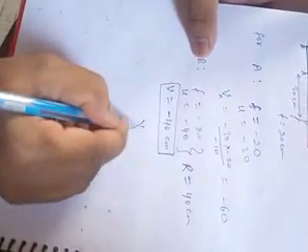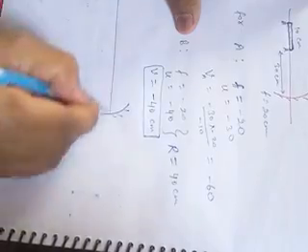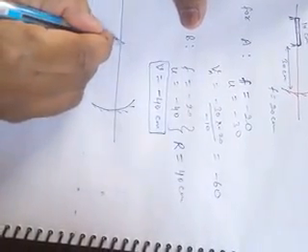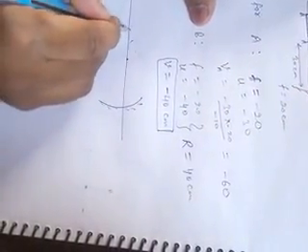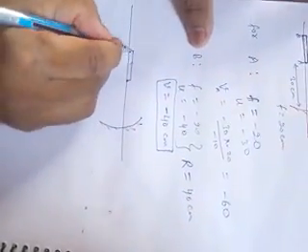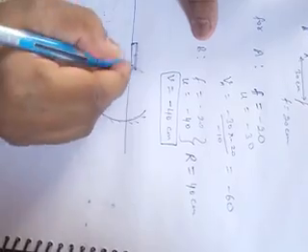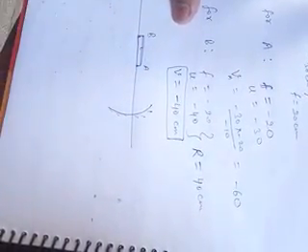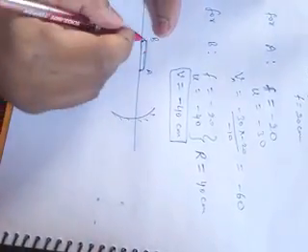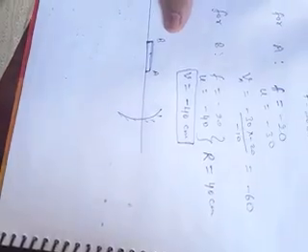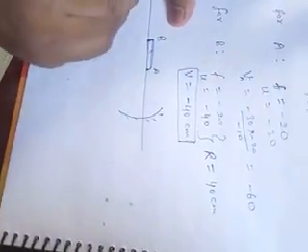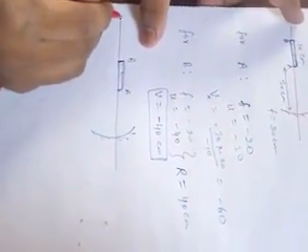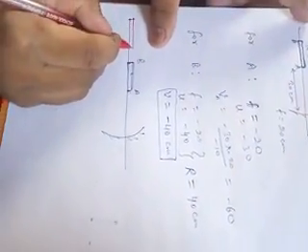So what should be the final image? It should look like this. The object is from here to here, right? This point is A and this point is B. The image point B will start from this position itself, but point A will be at 60 centimeter from the pole. So the image will be like this.